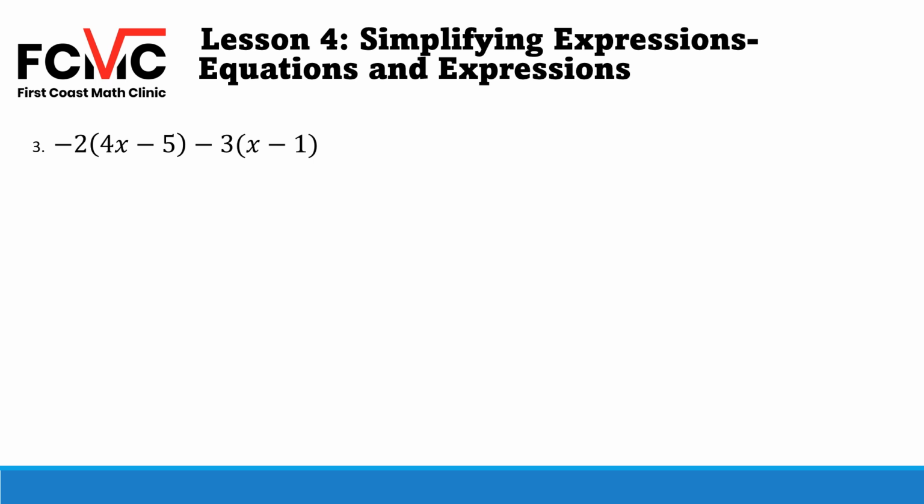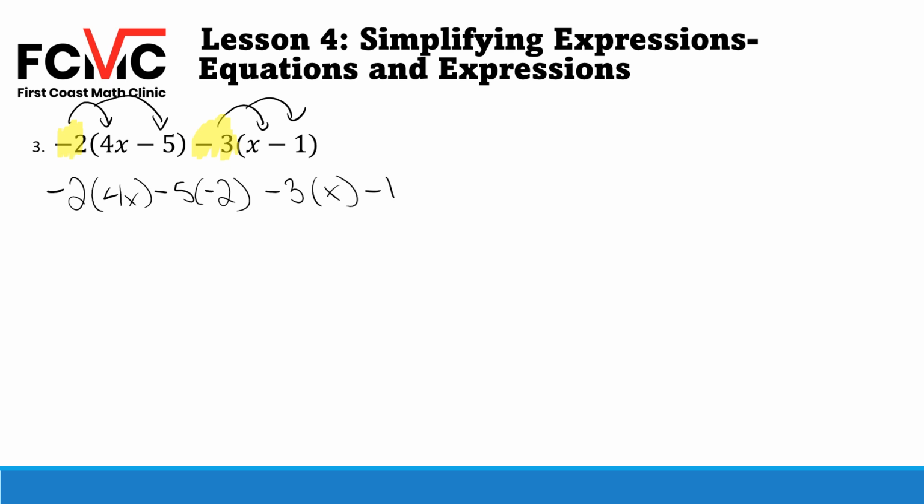So number 3, we've got negative 2 times the quantity 4x minus 5 minus 3 times the quantity x minus 1. So we're going to start by distributing the negative 2 and distributing the negative 3 in the parentheses. So we want to keep the negative sign with the 2 and the negative sign with the 3. So we're going to have negative 2 times 4x minus 5 times negative 2, minus 3 times x minus 1 times negative 3.